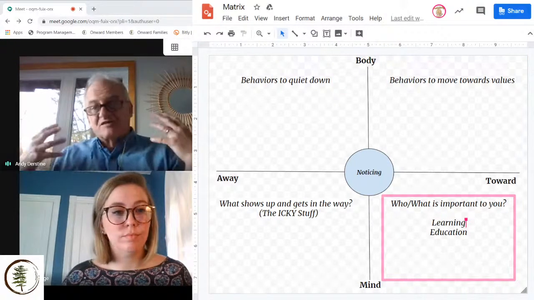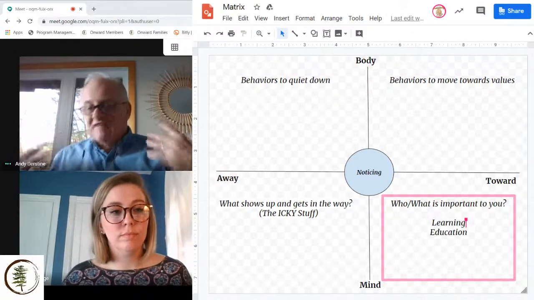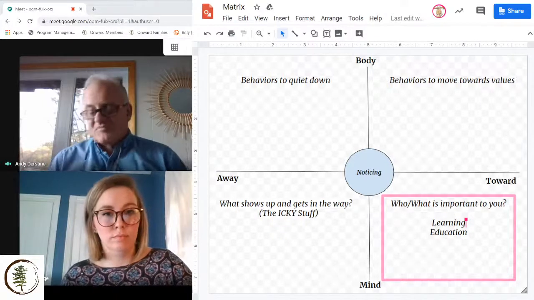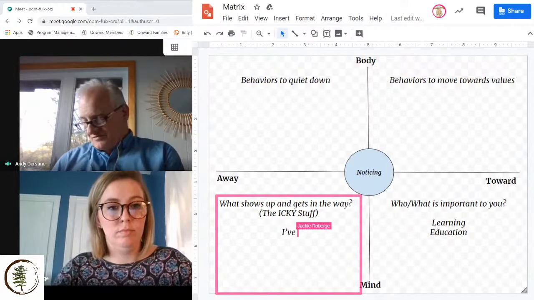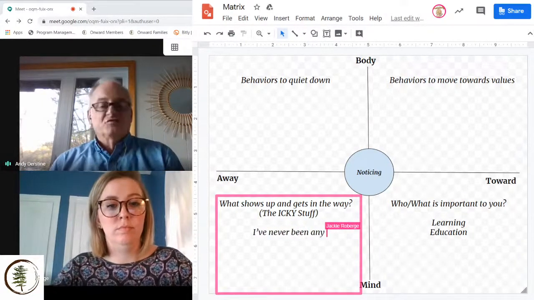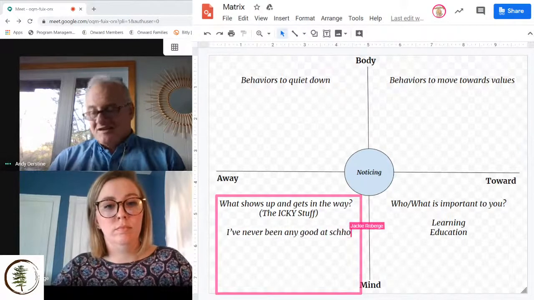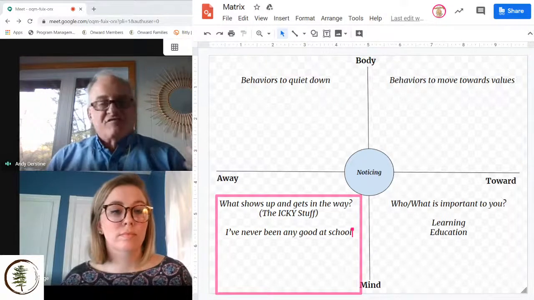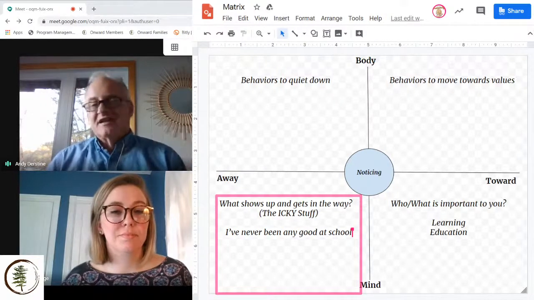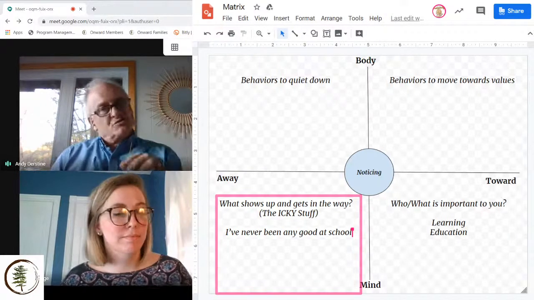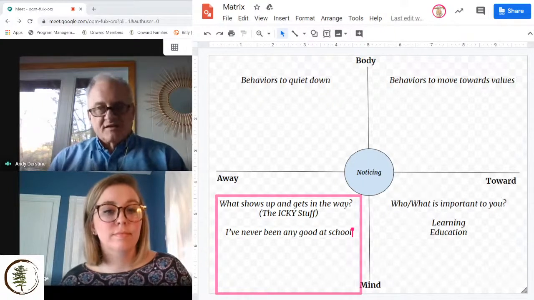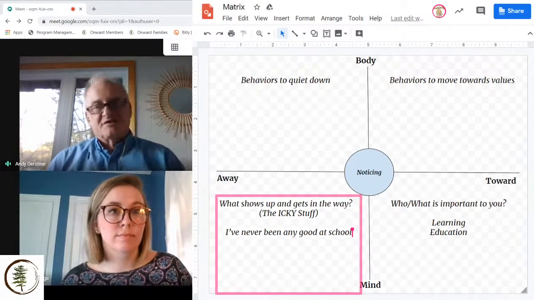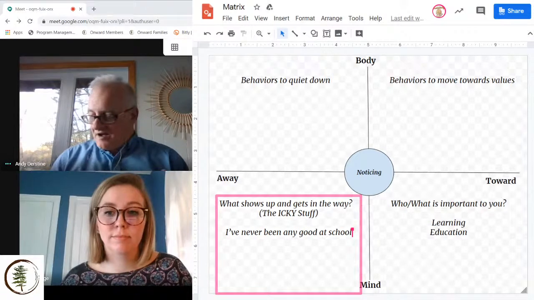But they're still stuck with this language of, I've never been any good at school. So if we start to apply these different pieces, the diffusion is the noticing. Okay, I'm noticing that I'm having that thought, that I'm thinking I'm no good at school. So it just creates that 1 degree of separation. But sometimes that's enough to get the wheel turning in the right direction again.